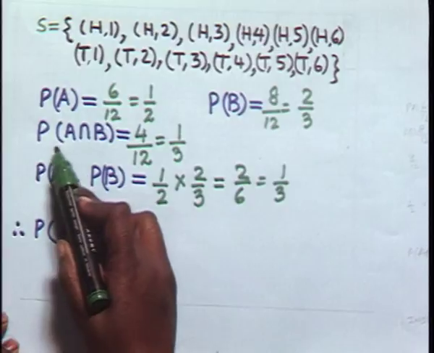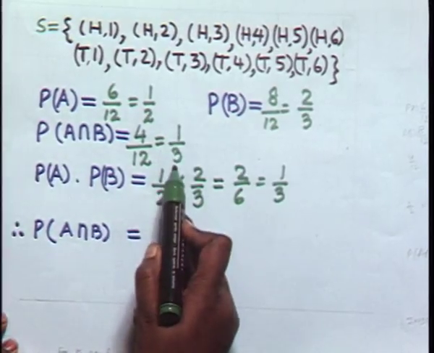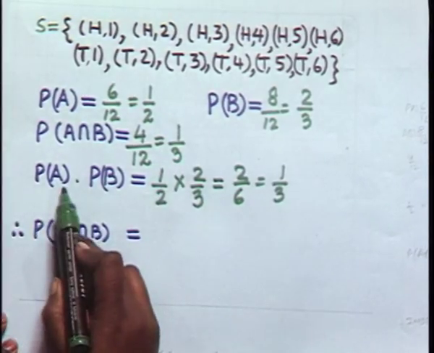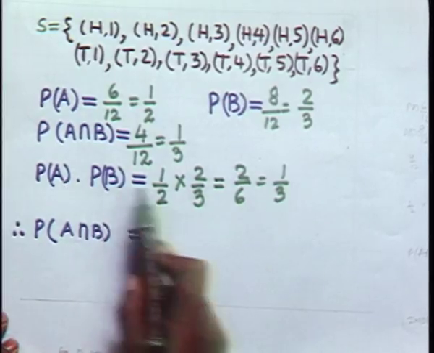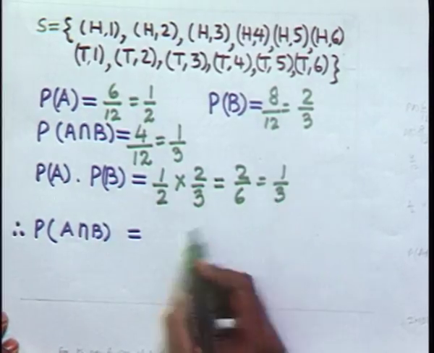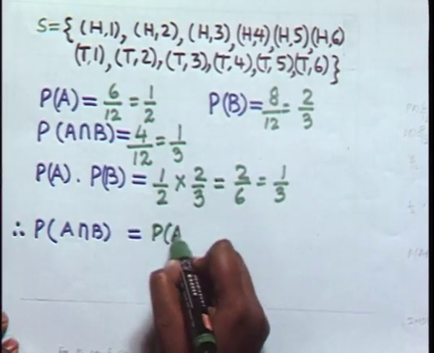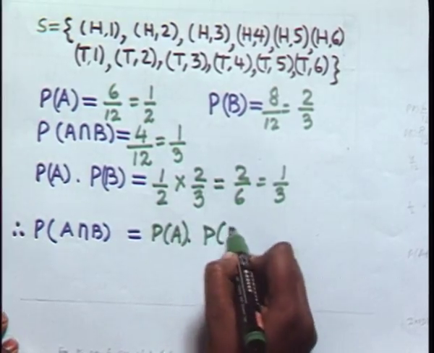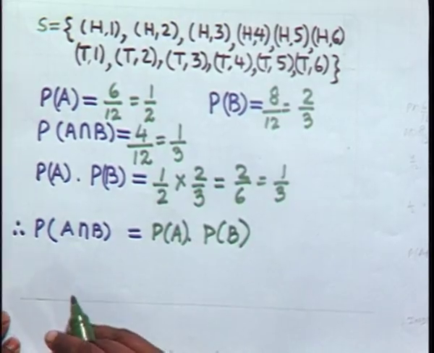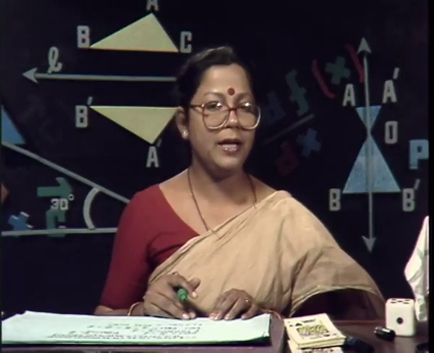Thus, we find that probability of A and B, which is 1 upon 3, is equal to probability of A into probability of B, because it is also equal to 1 upon 3. And thus we can say that the two events A and B are independent. This result is always true for two independent experiments if one event is defined in the first experiment and the second event is defined in the second experiment.